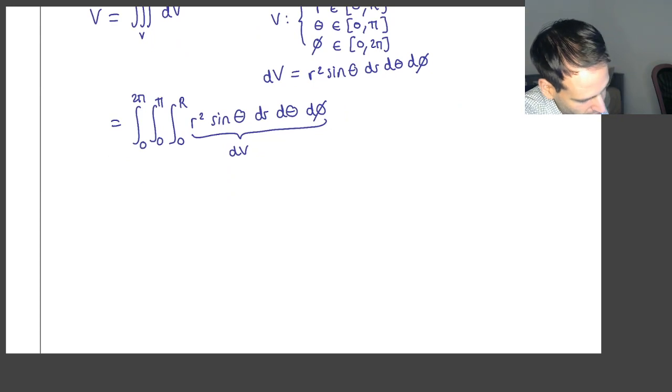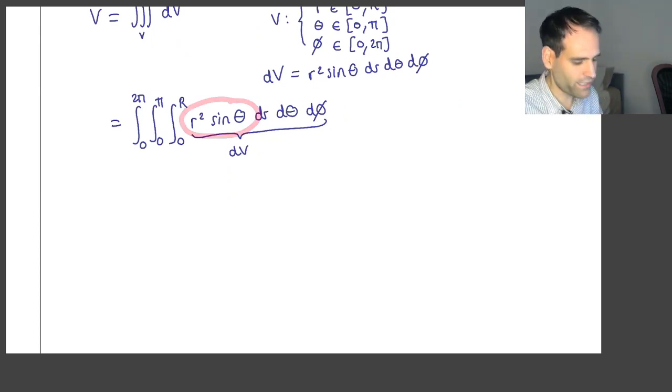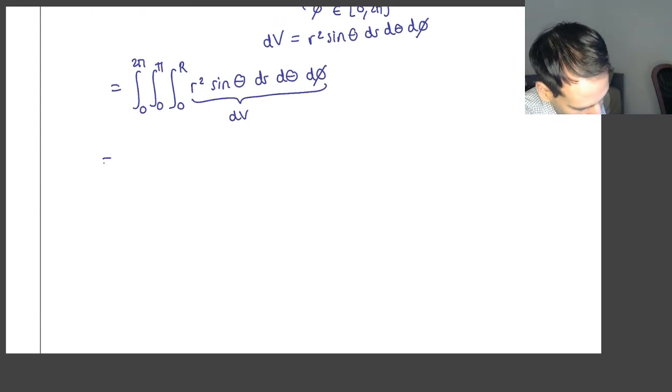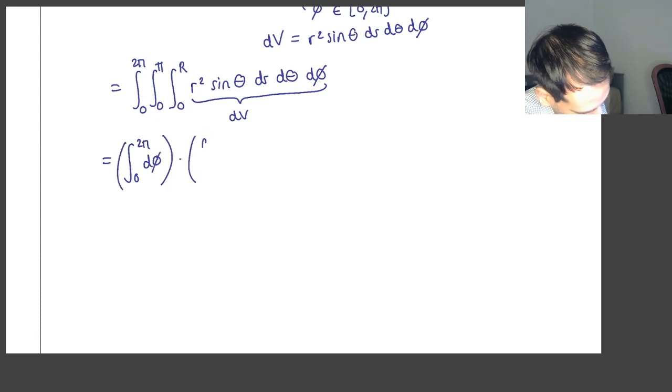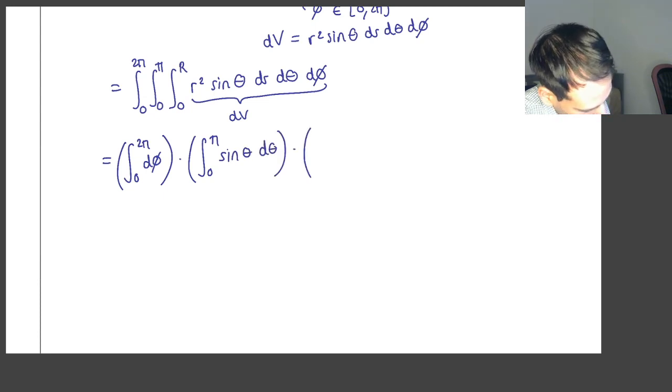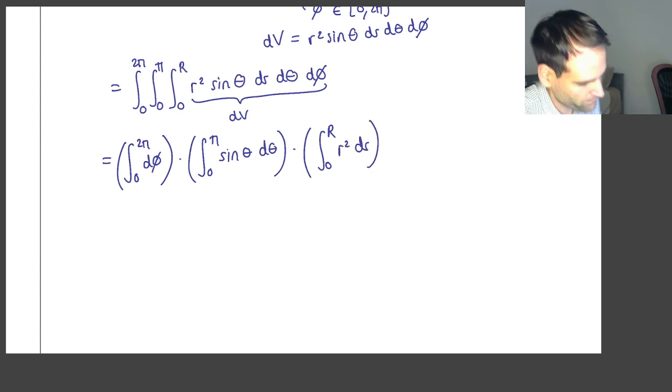So now the good thing is that our integrand can be written as a product of a function of r times a function of theta times a function of phi, which we could take as 1. So therefore we can do separation of integrals. The integral from 0 to 2 pi of d phi times the integral from 0 to pi of sine theta d theta times the integral from 0 to R of r squared dr.